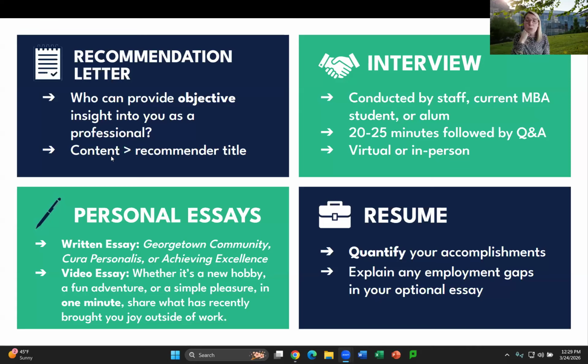In terms of who could interview you, it could be several different types of people. It could be an admissions committee member like myself. It could be a current MBA student, or it could be an alum. And you will not know who is interviewing you until you get to the interview. So you need to make sure you're prepared with questions to ask any type of person, because the types of questions you ask a current student might be different than those you ask of a staff member or an alum.